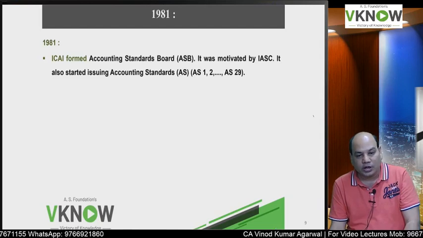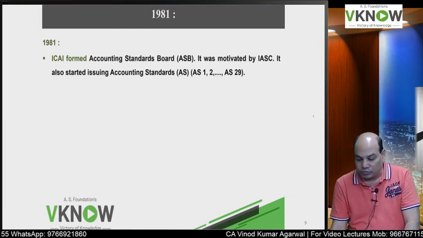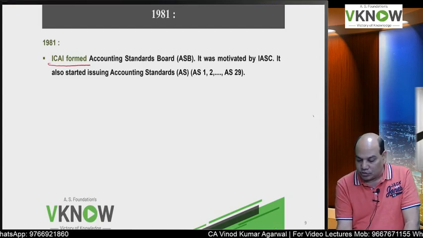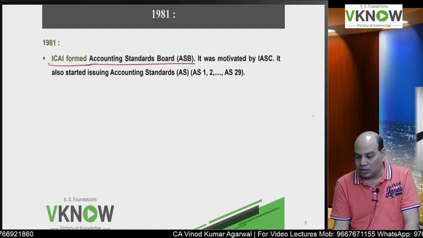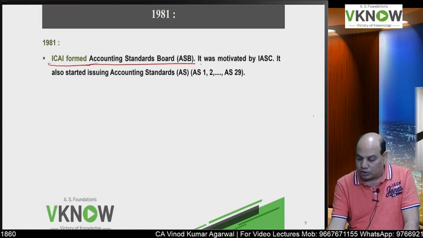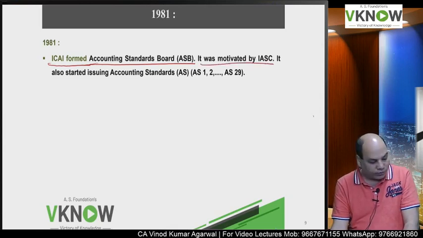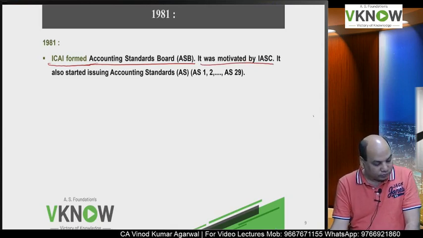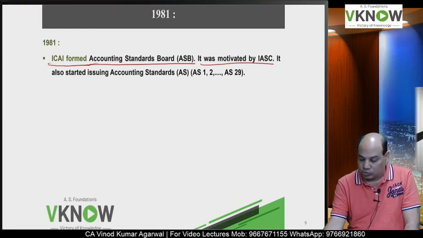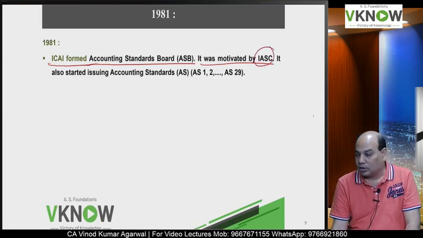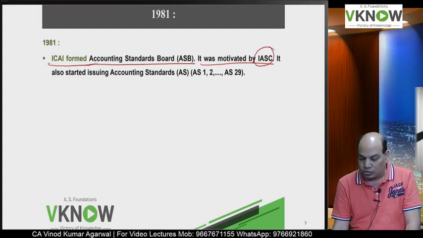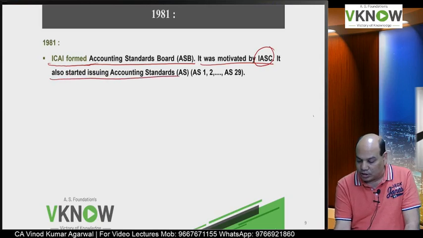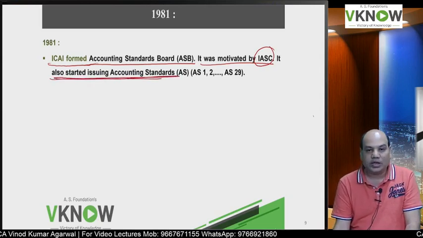So let us start with Indian scenario. 1981, the Institute of Chartered Accountants of India, they formed one body called ASB, Accounting Standard Board. It was motivated by IASC, because if you see in 1970 this IASC was formed. So in India also we started issuing recommendatory standard by forming ASB. So when they were issuing standard in the beginning, it was recommendatory in nature.